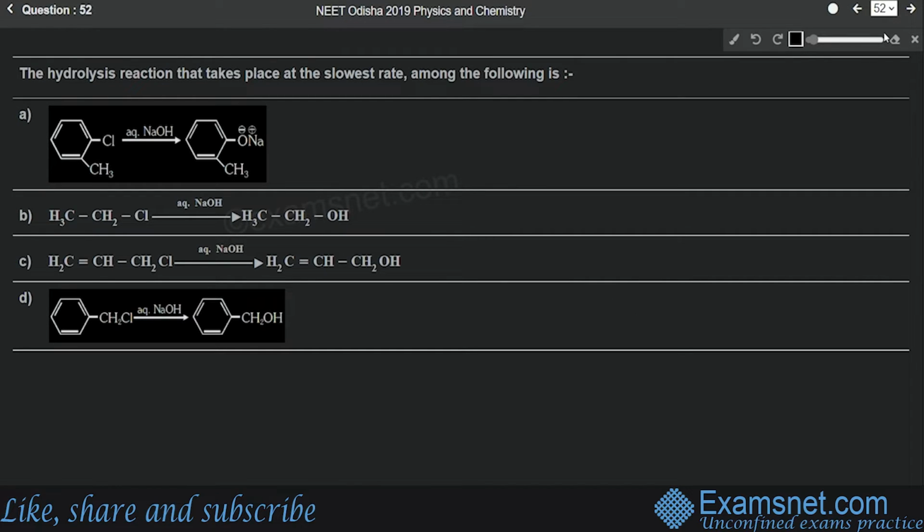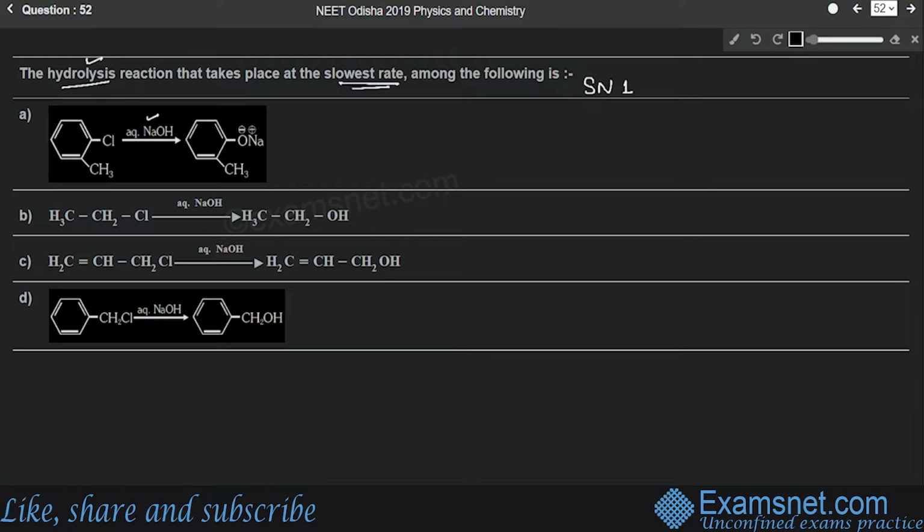Question number 52 is from the chapter Organic Chemistry, and the question is: the hydrolysis reaction that takes place at the slowest rate among the following is. Here we can see in the given options we either have alkyl halide or aryl halide as the reactant, and these are reacting with aqueous sodium hydroxide. We have to tell which one will react at the slowest rate. So first of all, what kind of reaction is taking place here? Hydrolysis reaction. That is an example of nucleophilic substitution reaction, that is SN1 reaction.